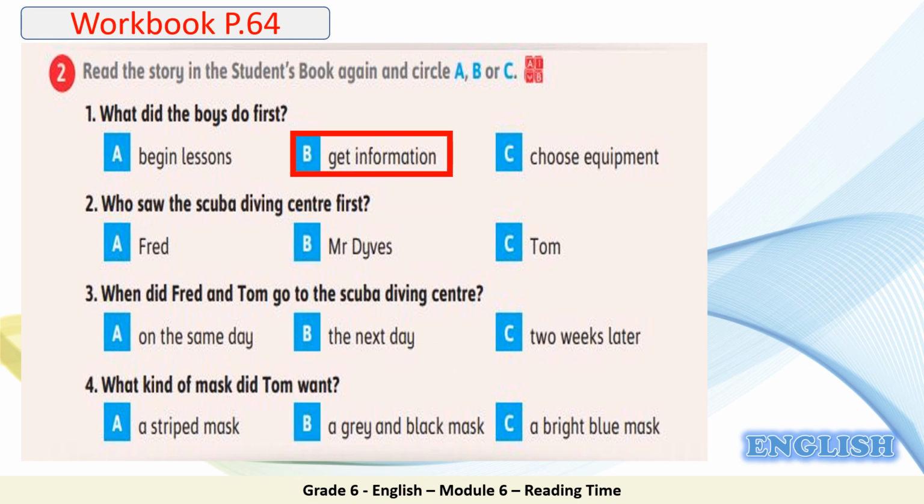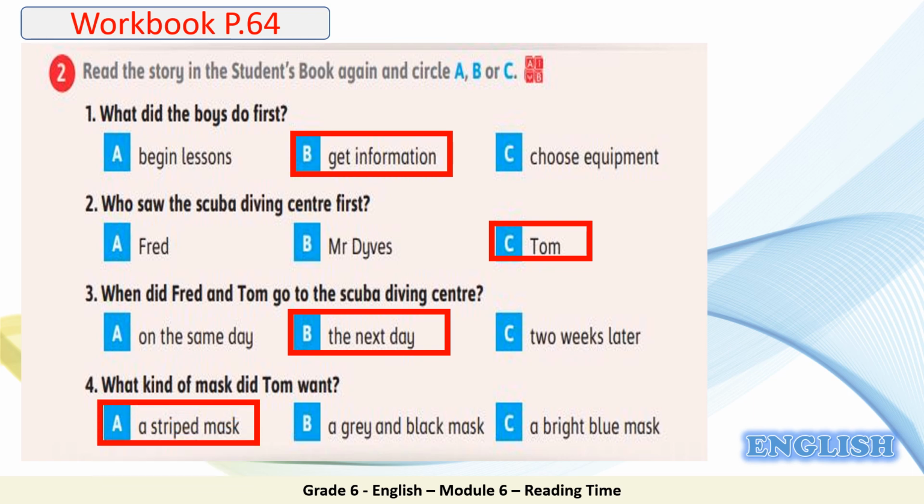Back again. Now let's check our answers now. Number 1, B, get information. Number 2, who saw the scuba diving center first? Great, Tom. Number 3, when did Fred and Tom go to the scuba diving center? Well done, the next day. Number 4, what kind of mask did Tom want? Remember, which one did he want, not which one did he get. Super, a striped mask.